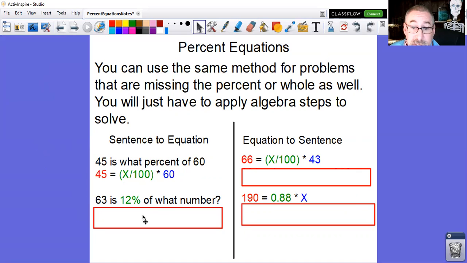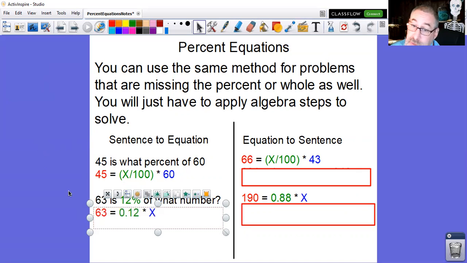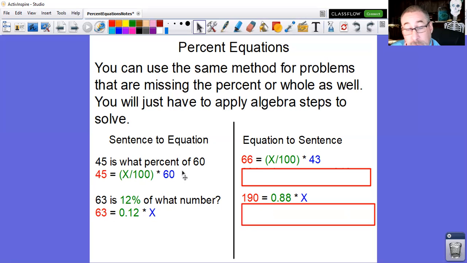All right, 63 is 12% of what number? Okay, I'm just going to write it as it is. 63 becomes the equals, 12%. We can leave it as 12 over 100 or put it as a decimal, 0.12 times what number? We don't know that number, so that's how we know that that last value is an x. So we just write it as we see it.